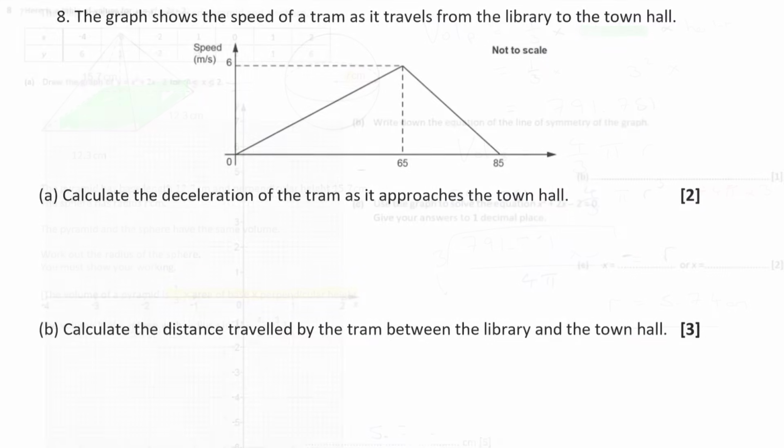So 5.74 final answer. The graph shows the speed of a tram as it travels from the library to the town hall. And we've got a little diagram underneath. It's a speed time graph, isn't it? So we've got speed in meters per second up the side, and I assume that's time along the bottom in seconds.